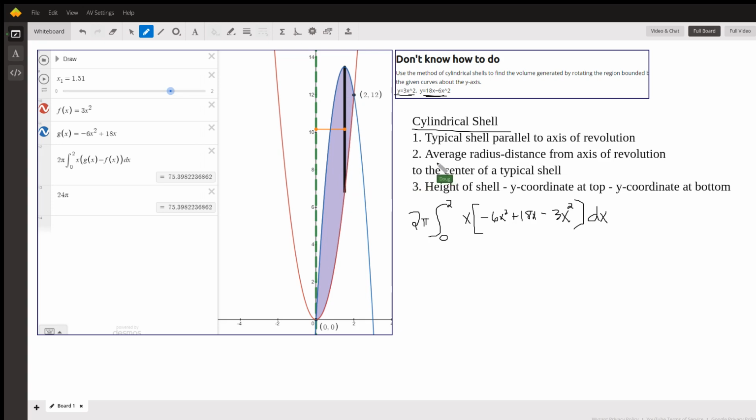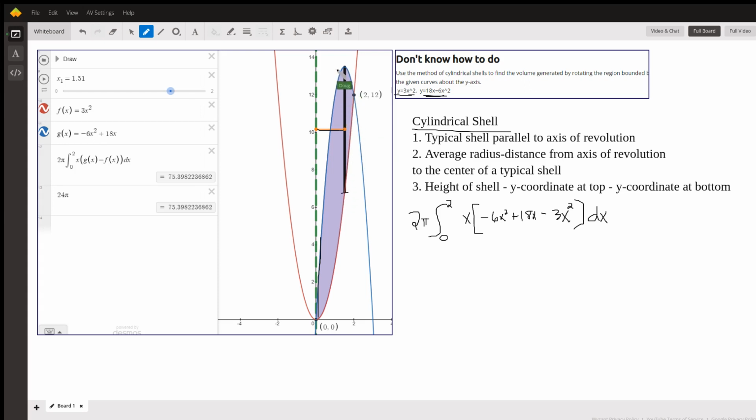And the formula for the shell method requires you to understand what the average radius is. So as we're picturing these typical shells moving from 0 towards this 2, the distance from the axis of revolution to the center of that shell, we label x. That's just this distance right here. The height of the shell is the height of that black shell.